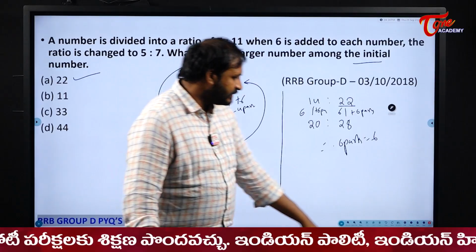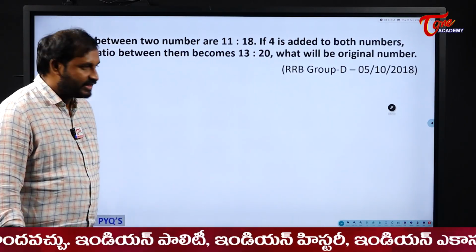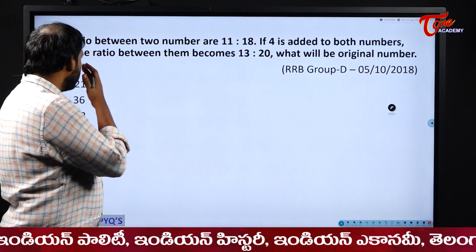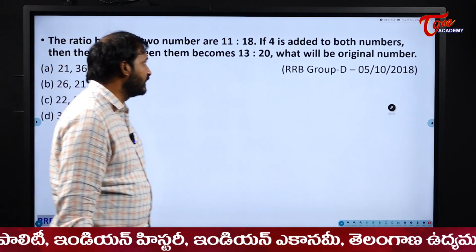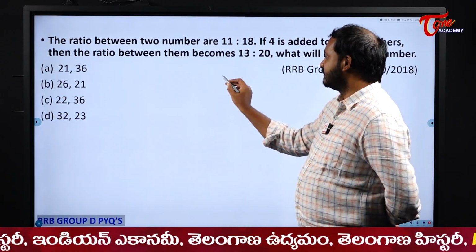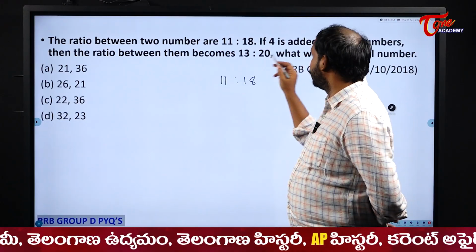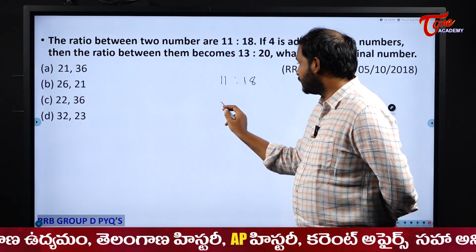Next question. Now see here, the ratio between two numbers is 11:18. If 4 is added to both numbers, the ratio becomes 13:20. What will be the original numbers? Now see here, students, this is very simple. The ratio between two numbers is 11:18. When 4 is added to both the numbers, it is becoming what?